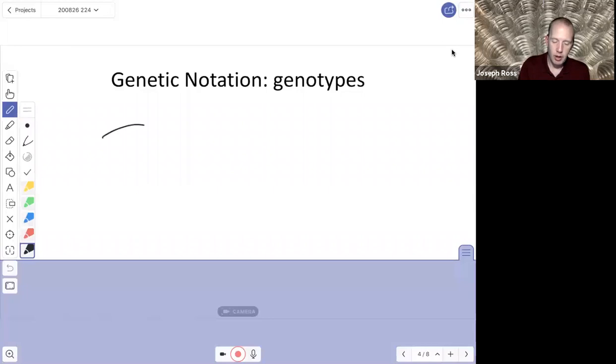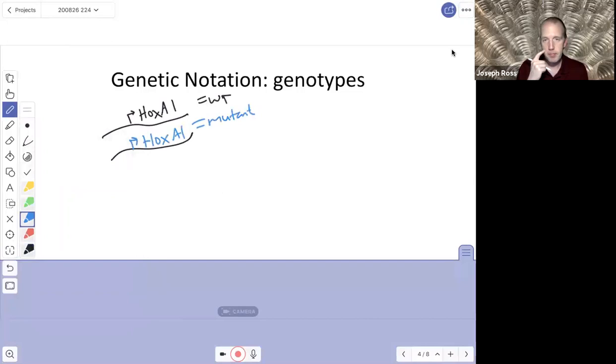Let's take the example of, say, the HOXA1 gene. There'll be two different alleles of that gene, but let's say one of them is genetically different, mutant, so we'll draw that in blue instead. So two homologs, two alleles of the HOXA1 gene. Black is wild type and blue is mutant. So there are three different combinations of these two alleles that could be present in any individual in that case.